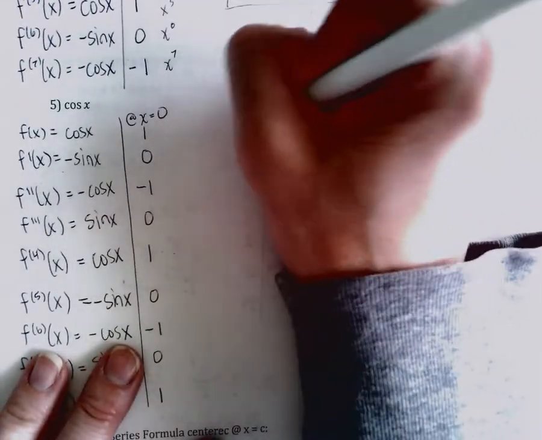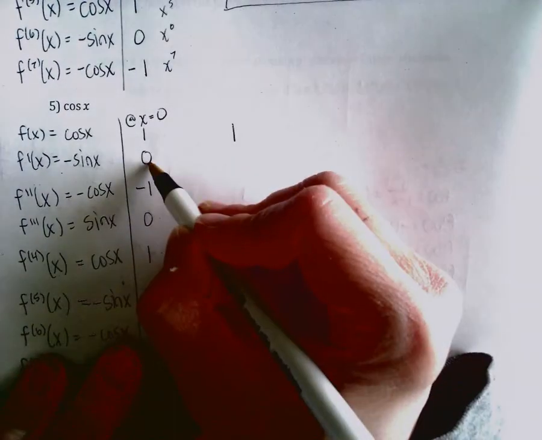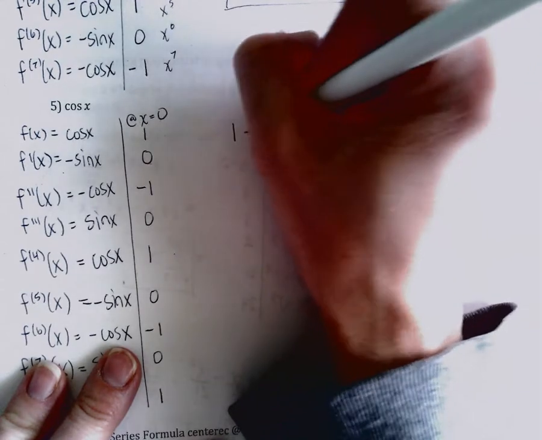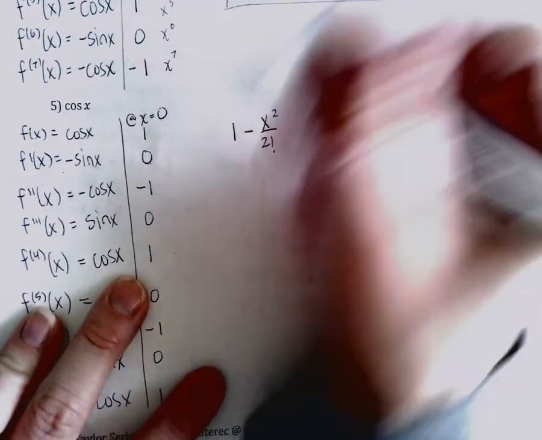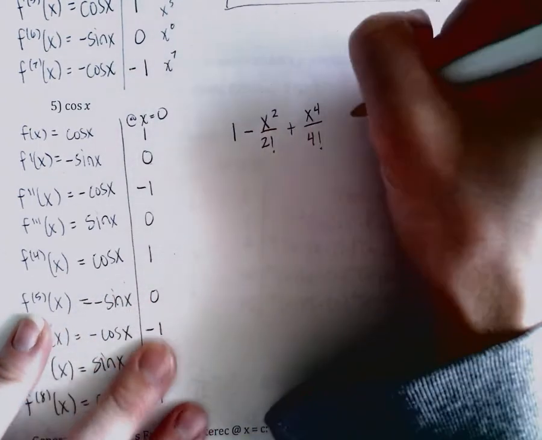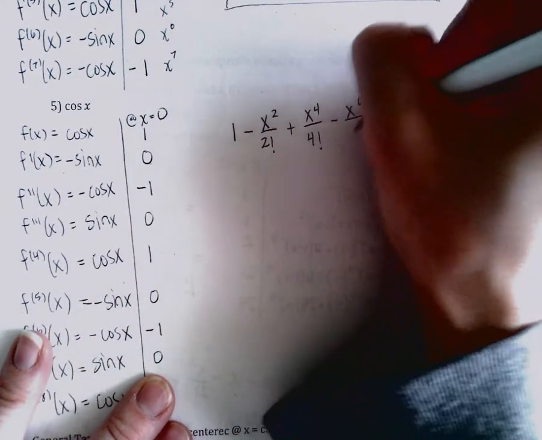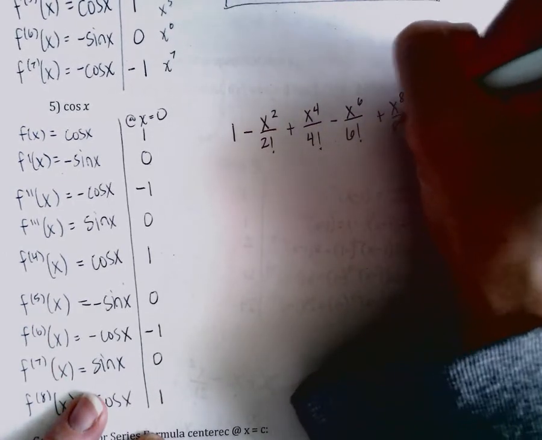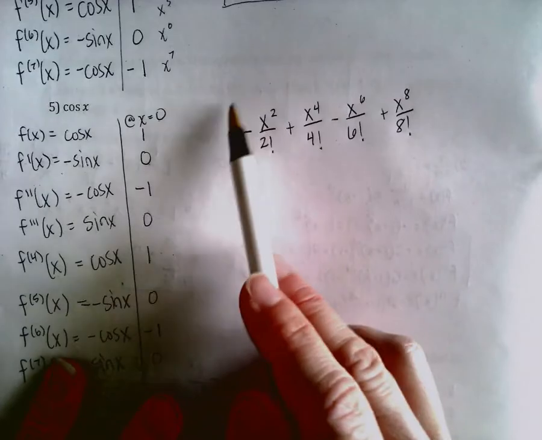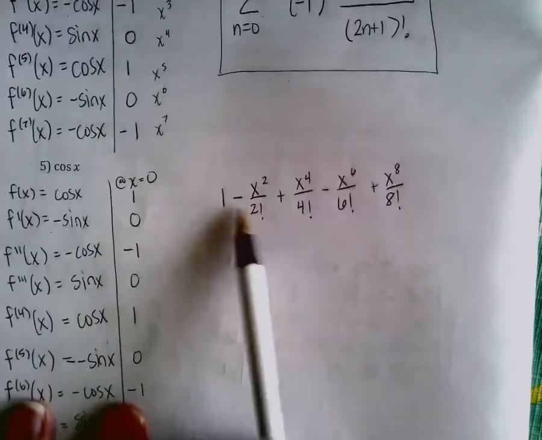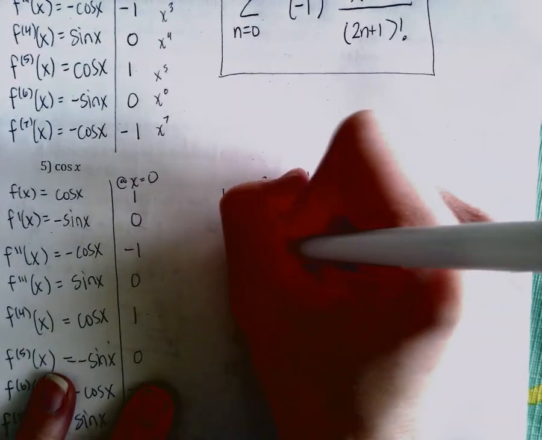So when I go to write it out, my polynomial, I have 1. Then I don't have an x term. Then I have a minus, and that's my x squared term. Plus, this is my x to the 4th term. And then minus for my x to the 6th term. And plus again for my x to the 8th term. Okay, so this is our expanded version. So with sine, it was odd numbers. Cosine, it's evens.